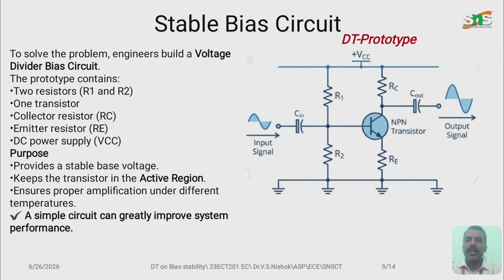Coming to the prototype model, we can use the voltage divider bias circuit for bias stability. The voltage divider bias circuit consists of two resistors R1 and R2 and one transistor along with the DC power supply. The circuit is built as shown here, which provides a stable base voltage and keeps the transistor in the active region. If the transistor is in the active region, the output will have 100% full swing, which results in good amplification, reduces the distortions and improves the performance.